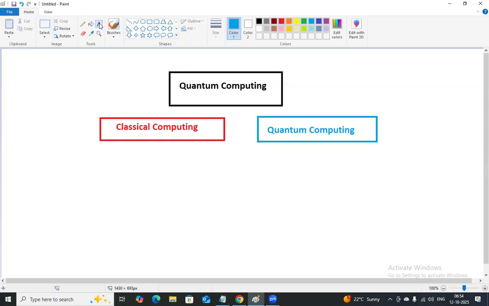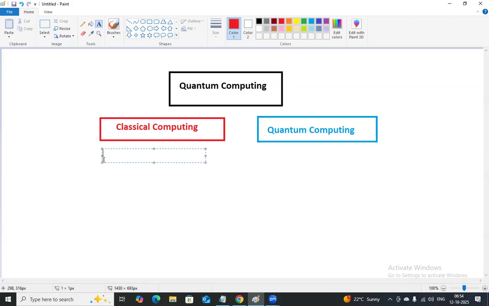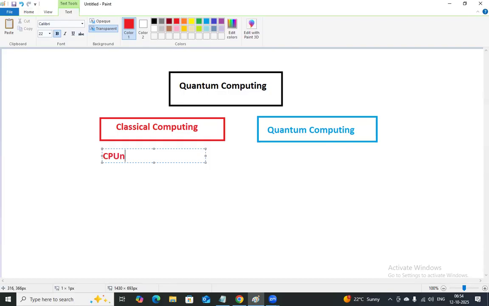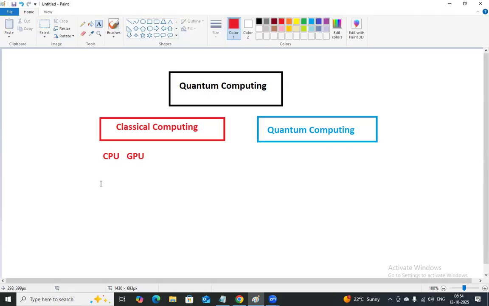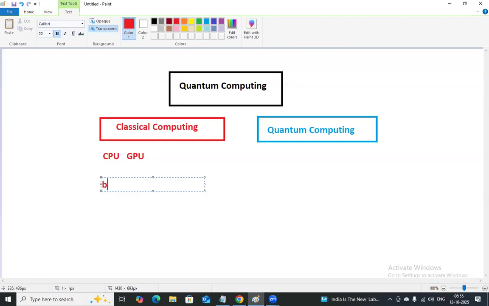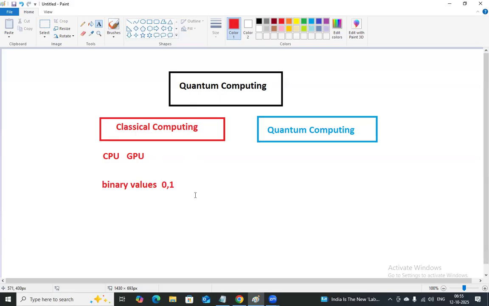One more time, if anybody has not watched the previous videos, just try to observe what classical computing is and which computers work with classical computing. All the CPUs and GPUs, the central processing units and graphical processing units, are classical computers. In classical computing, you have binary values. The machine code works with the binary values 0 and 1. Everybody knows that machine code is zeros and ones.